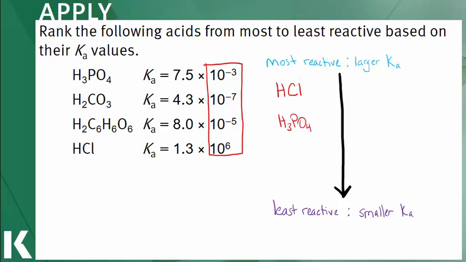8 times 10 to the negative 5th has a value less than the Ka of hydrochloric acid and phosphoric acid, so ascorbic acid belongs third on the list. This means that a Ka of 4.3 times 10 to the negative 7th is the least reactive, resulting in carbonic acid at the bottom of the list. Since the base dissociation constant works identically to the acid dissociation constant, you should now feel comfortable ranking the reactivity of weak acids or bases based on Ka or Kb. Make sure to follow up with practice questions to solidify this concept.